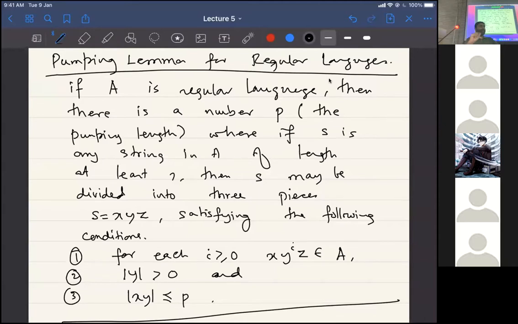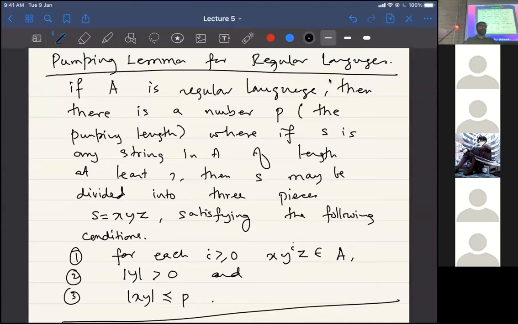Since this pumping lemma contains only if, it's not if and only if, it says that if a language is regular, it must hold these three conditions. We must be able to pump these things, right? And if we cannot pump, it means the language is not regular. So in order to prove that a language is not regular, we use the pumping lemma to show that it is impossible to pump. Therefore, the language is not regular.